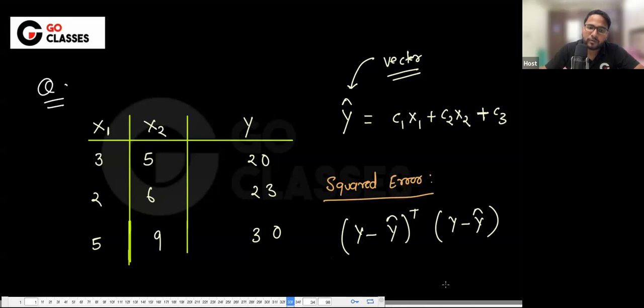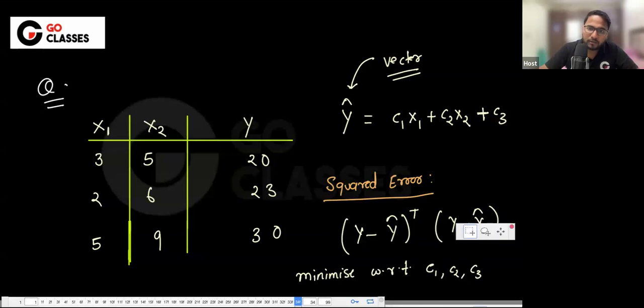Let me know. In this y cap, your parameters are hidden, isn't it? So you need to minimize this error with respect to what? With respect to C1, C2, and C3, right? Inside this y cap, your parameters are hidden.